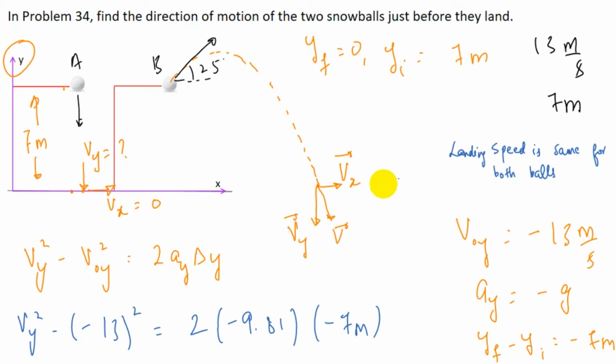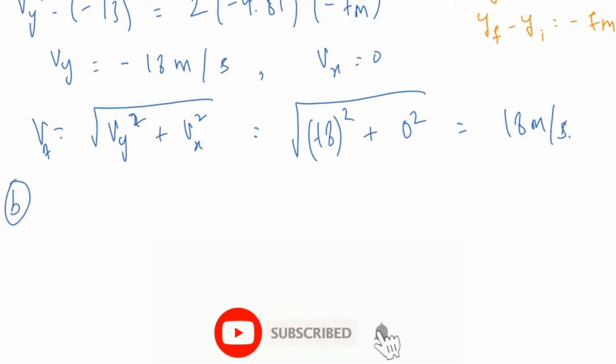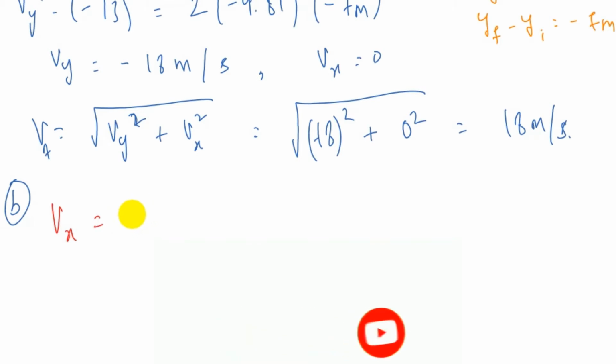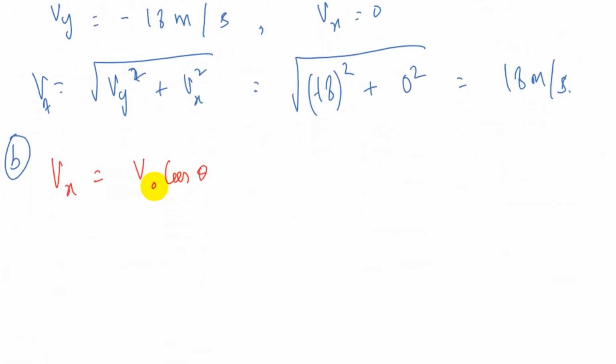So for Vx, we can consider the motion of the ball in the horizontal direction, and this is for ball B. So we can use this equation: Vx is equal to V naught cosine theta, because the horizontal velocity remains the same at all times. So this Vx will be the same as this Vx. So we can write this as V naught cosine theta.